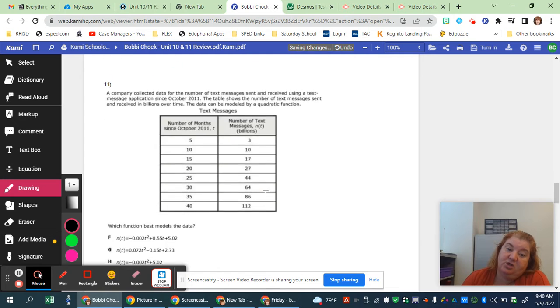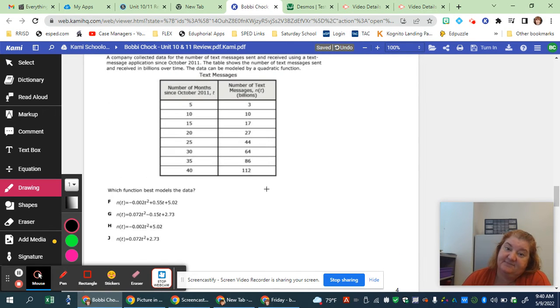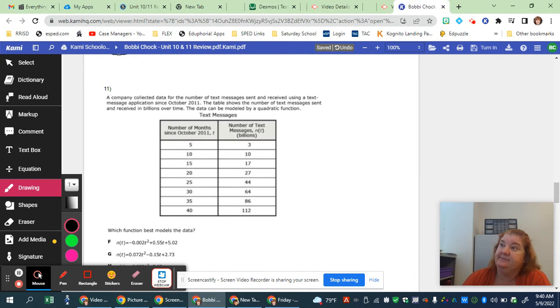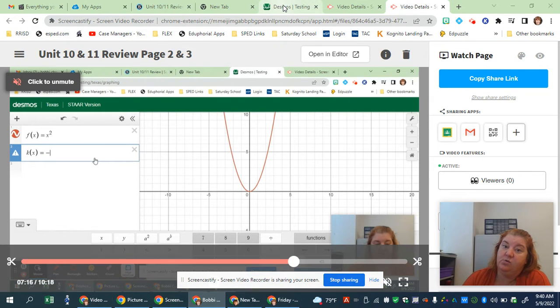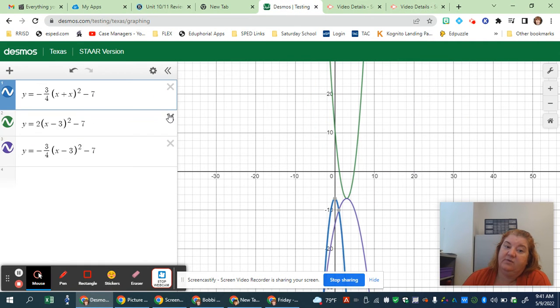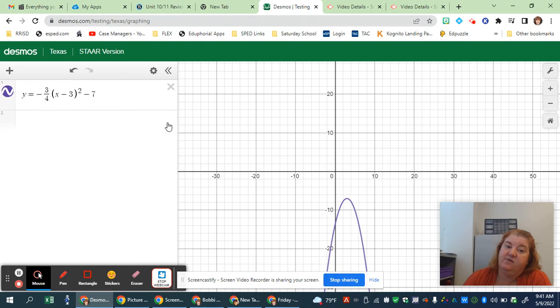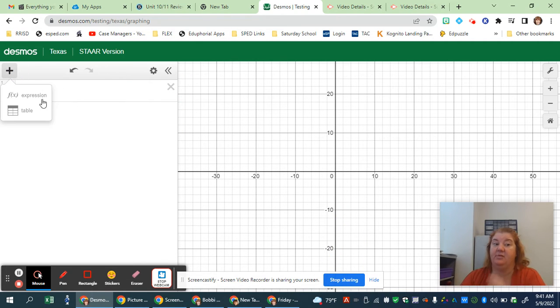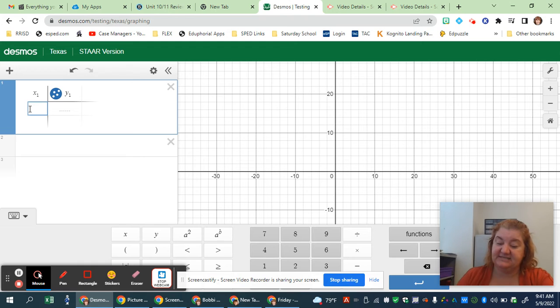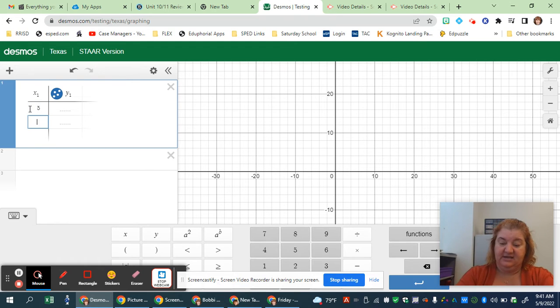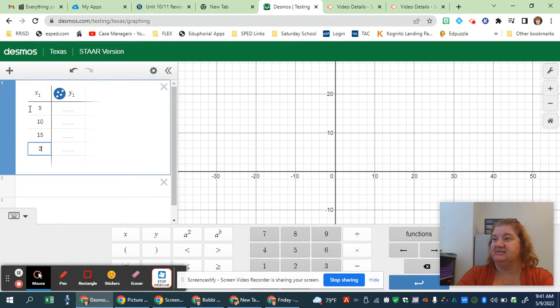Next problem. You put it in Desmos. Let me show you. Here we go. So we're going to erase all of this. We're going to put the table in. If you see a table, put it in Desmos. I hope you guys did that when you took the test.